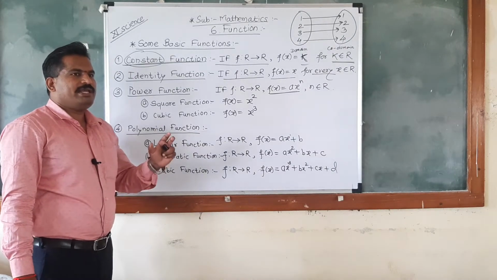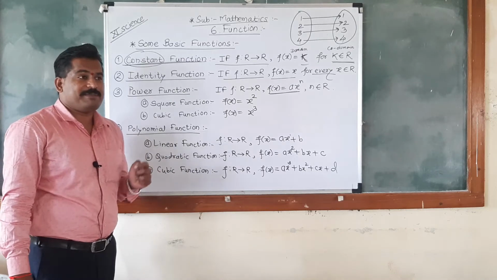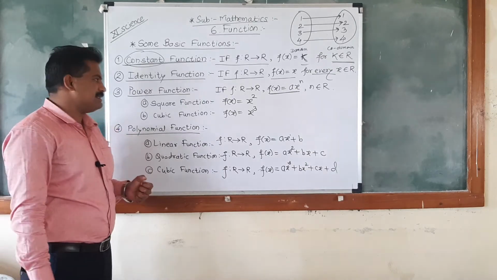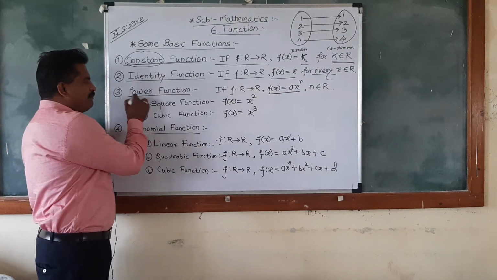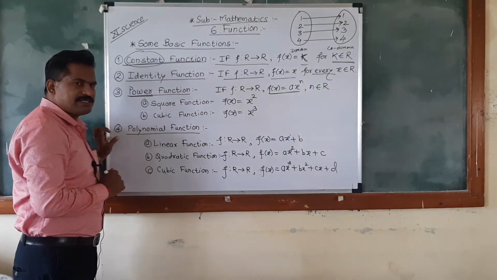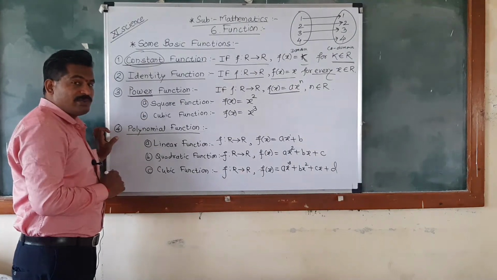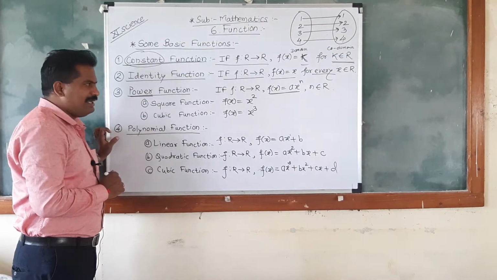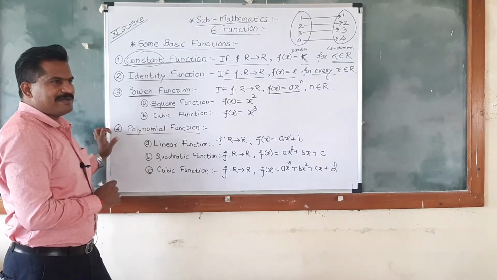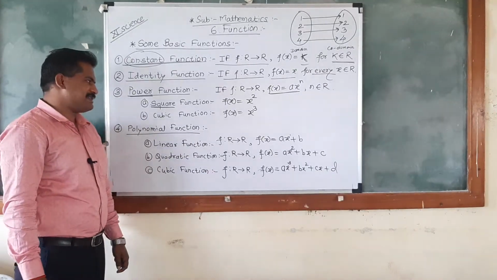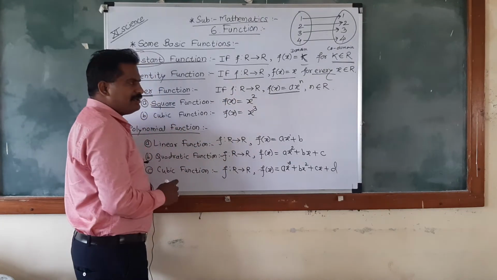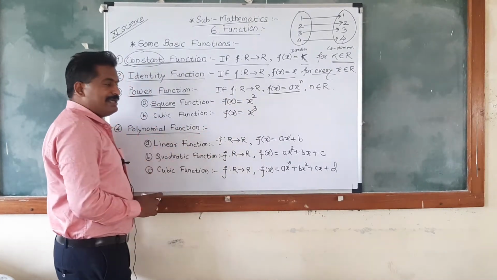We take subtypes for this power function, according to the power. First is the square function. f of x is equal to x square. Because of the square, it is a square function. Here, f goes from R to R such that f of x is equal to x square.